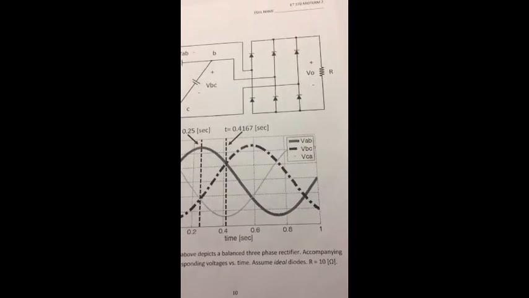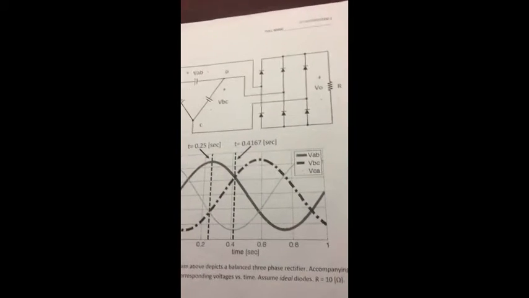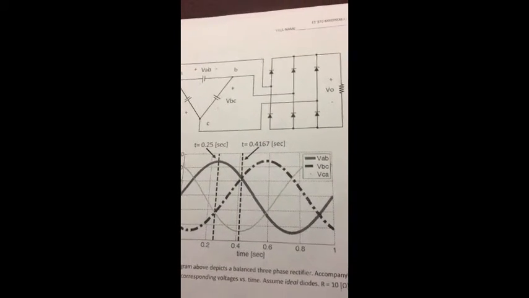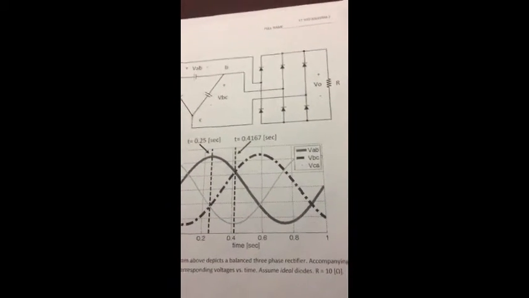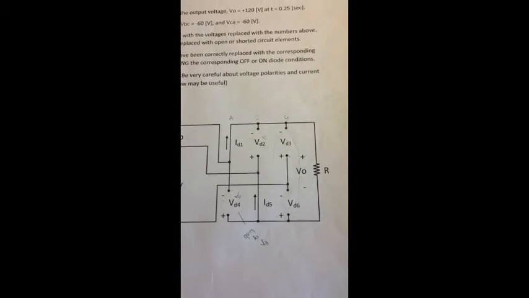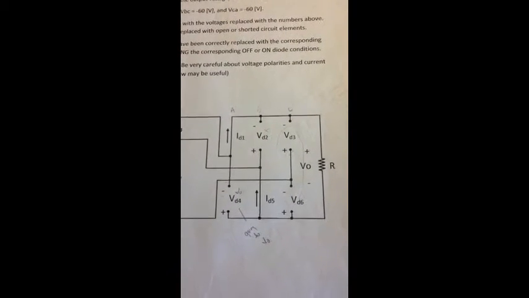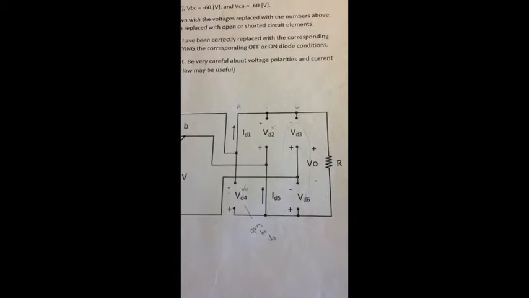Since we are assuming ideal diodes, we are looking at the ideal diodes as either being in an on or off condition. The diodes that are in an on condition behave like a short, and the diodes that are in an off condition behave like an open. So our first step is to check which diodes are in the on or off condition. As you can see, diode 1 and diode 5 are in the on condition. Diodes 2, 3, 4, and 6 are in the off condition.